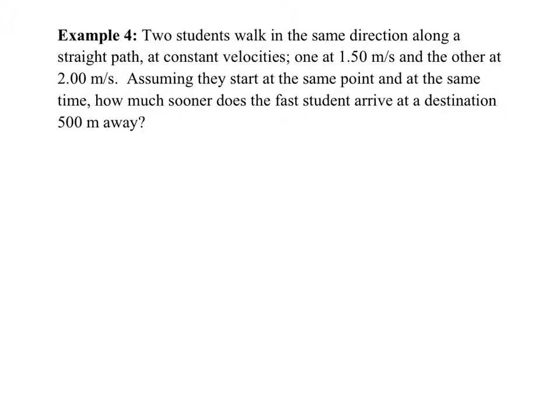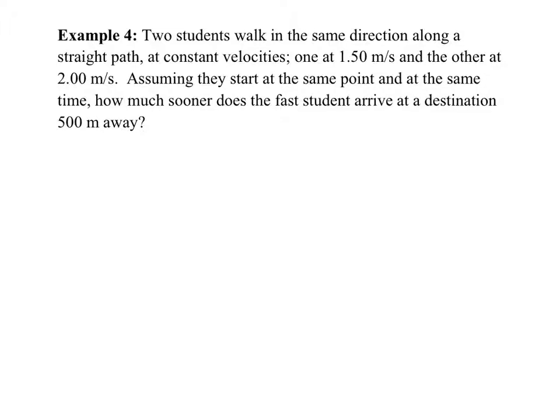One of them is at 1.5 meters per second. The other is at 2 meters per second. Assuming they start at the same point at the same time, how much sooner does the fast student arrive at a destination 500 meters away? So, we can do this problem two ways. Can anybody foresee the two ways we can do it already?